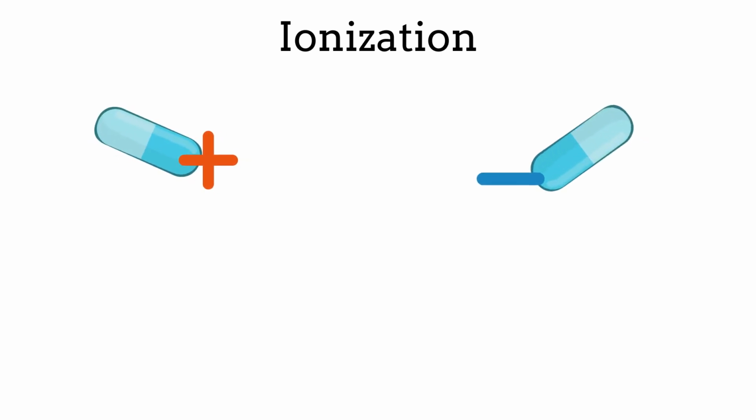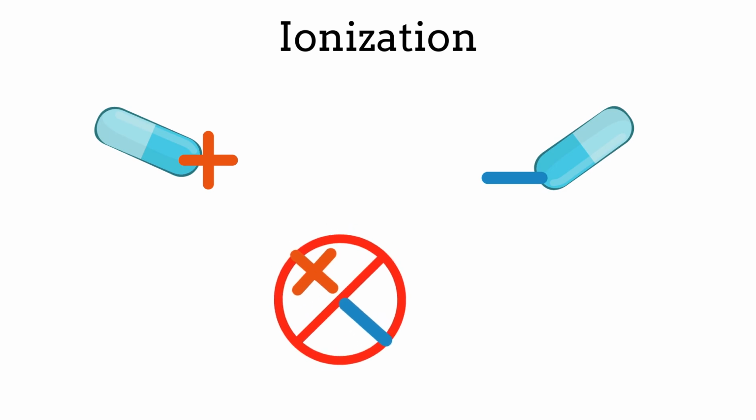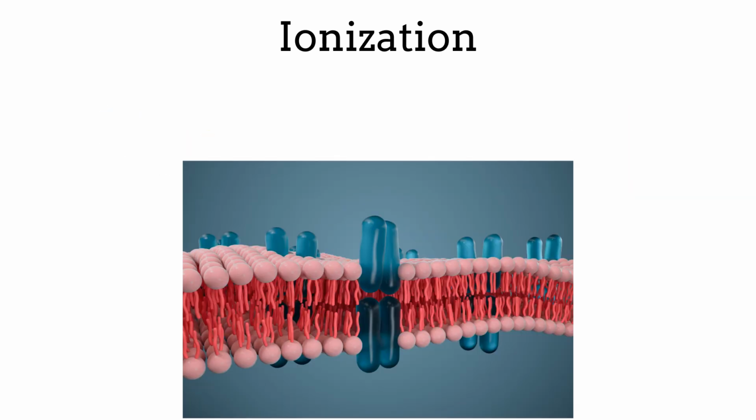Ionization, or the degree of ionization, also affects how drugs are absorbed. Does the drug have a positive charge, a negative charge, or is it neutral? Cell membranes are made up of fats or lipids. They're not charged, or they're net neutral. Ionized drugs either have a positive or a negative charge.